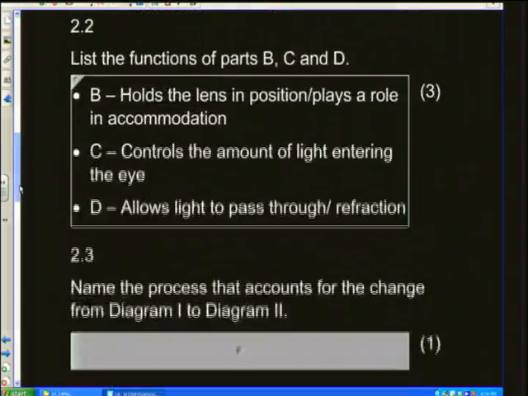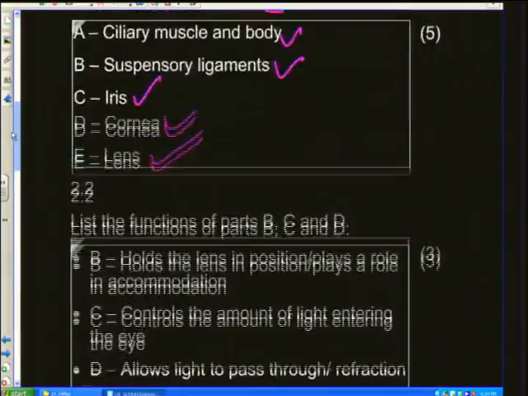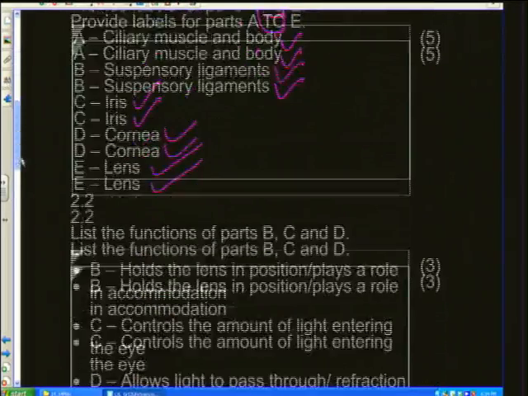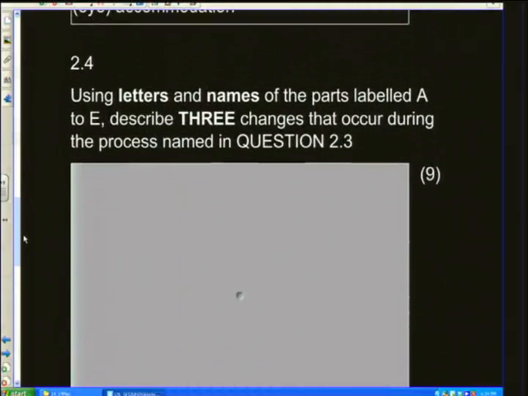Good. Name the process that accounts for the change from diagram 1 to 2. This is diagram 1. That's how the lens was looking, and it moved to that. What is this process called? Accommodation. Excellent, excellent. Guys, you are making my life easy. Eye accommodation. Using letters and names of the parts labeled A to E, describe 3 changes that occur.